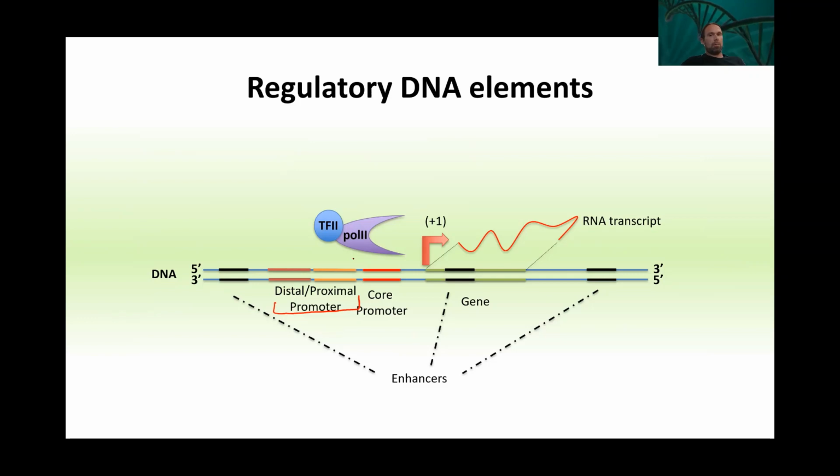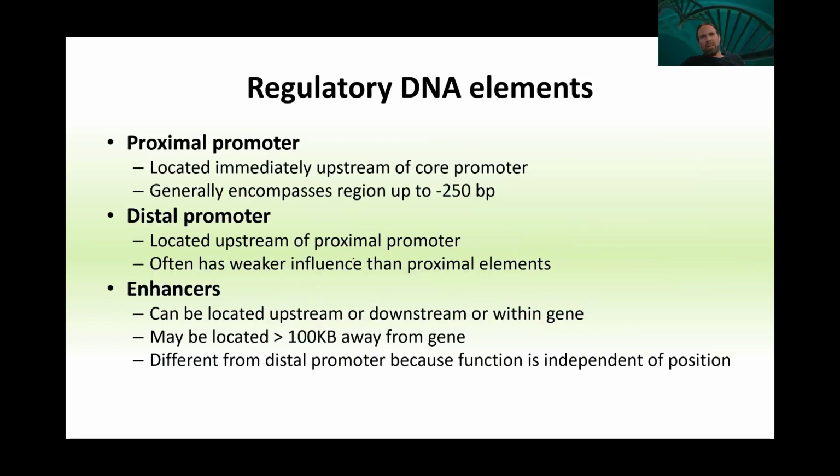And it's fuzzy as to where you draw the line to where these things start and end. In general, we think of the proximal promoter being immediately upstream of the core promoter, generally within the first, and again, this is gray area, but somewhere between 250 to 1,000 base pairs is usually deemed the proximal promoter. And then immediately upstream of that is the distal promoter. And this can be anywhere from 250 up to 2,000-3,000 base pairs upstream. It depends on the gene. There's a lot of gray area.